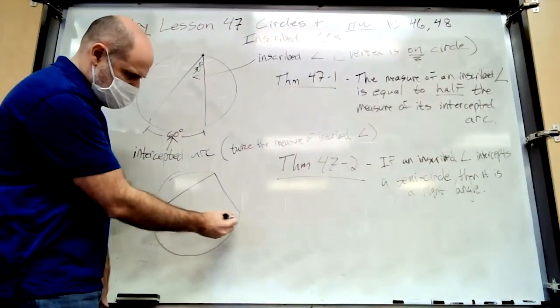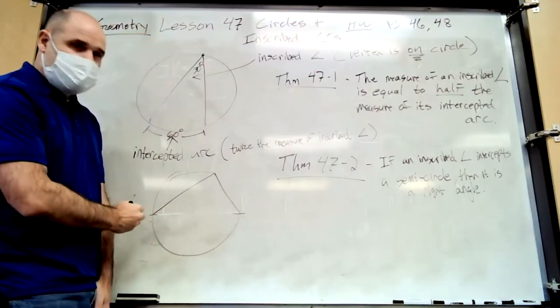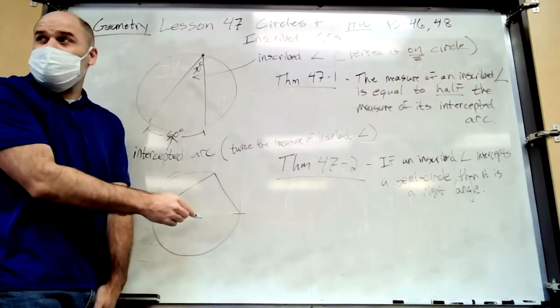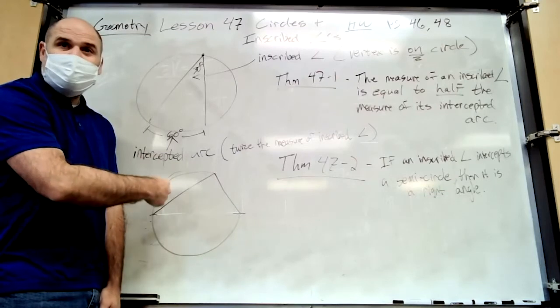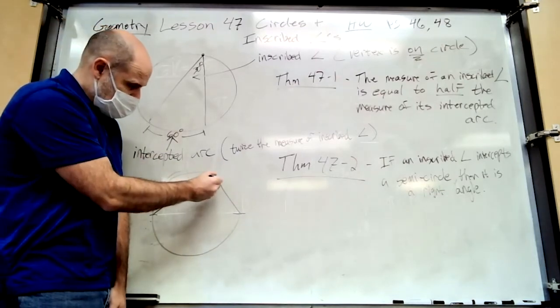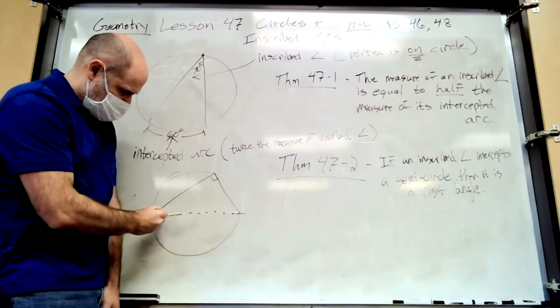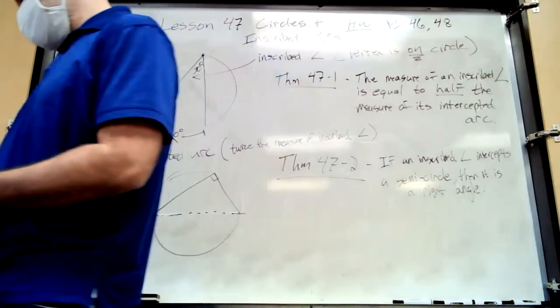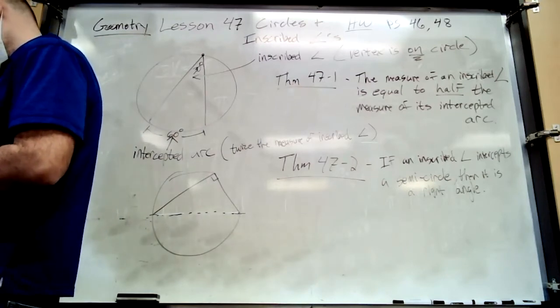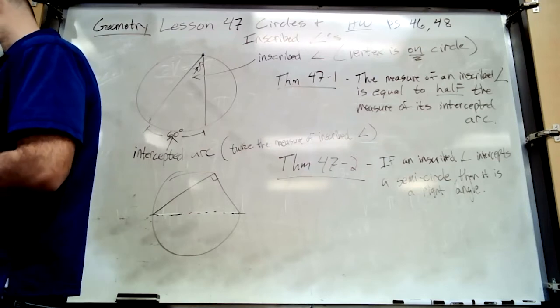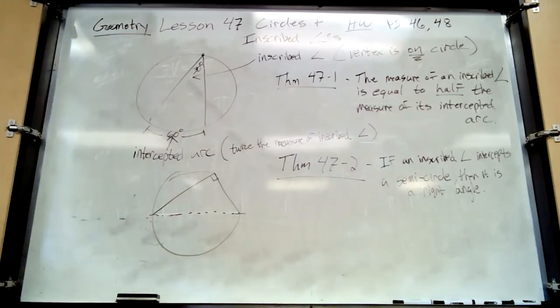So it kind of makes sense. If this is an arc of 180, then this inscribed angle, remember, is half the measure of its intercepted arc. So if the intercepted arc is 180, half of the circle, then that's going to be 90 degrees. So I'll let you write that down.